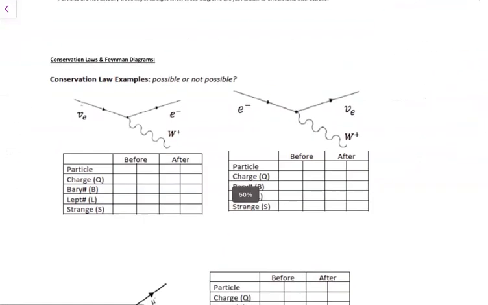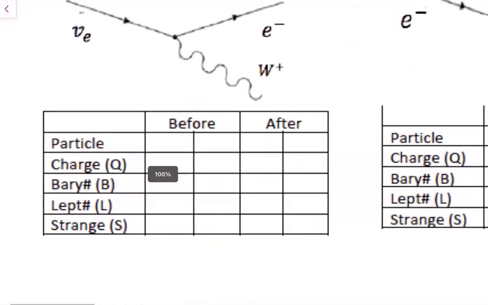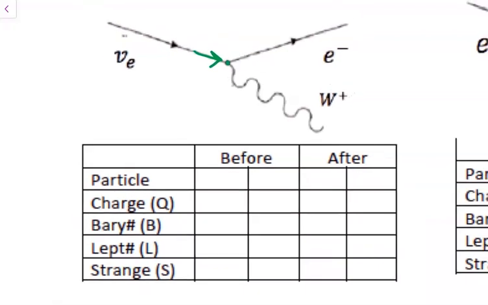All right, now we're going to do some examples with conservation laws. We're going to use what we know from before with our conservation of charge, baryon number, lepton number, and strangeness to identify if this is possible or not, or if there's anything missing. So let's start with the first one. We have our first interaction where an electron neutrino comes in and meets this vertex. Now, this is important. Up until this vertex, this is our before.